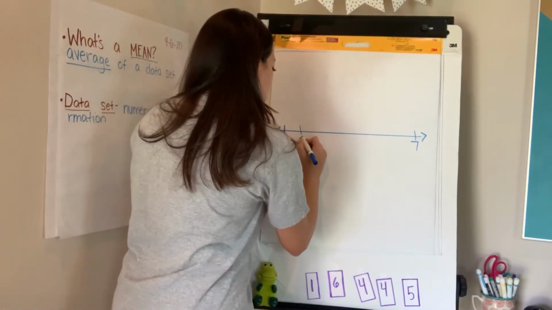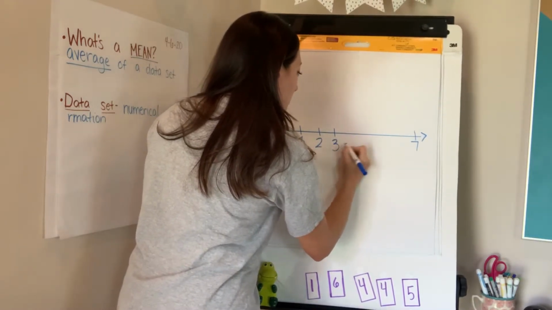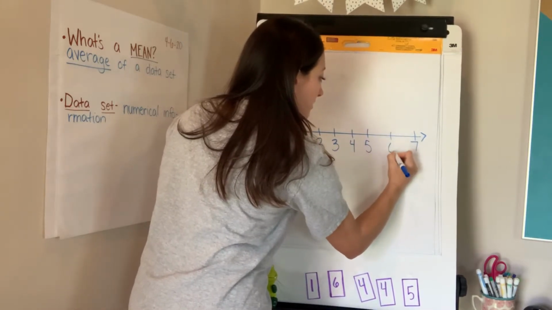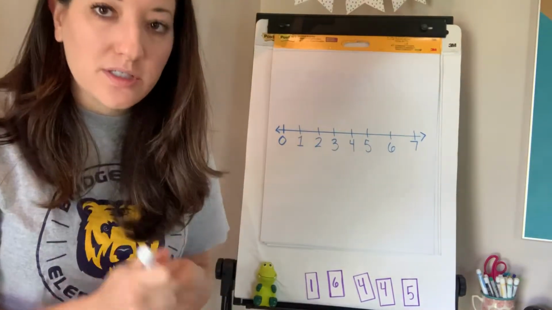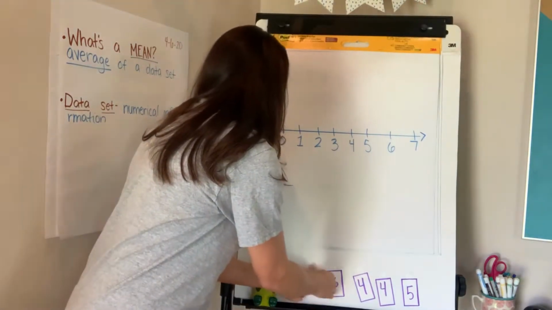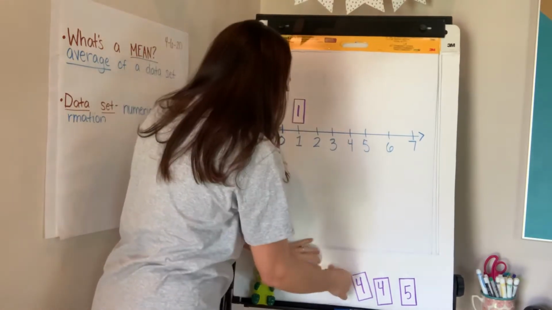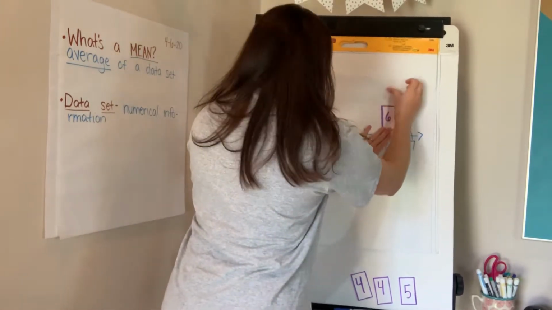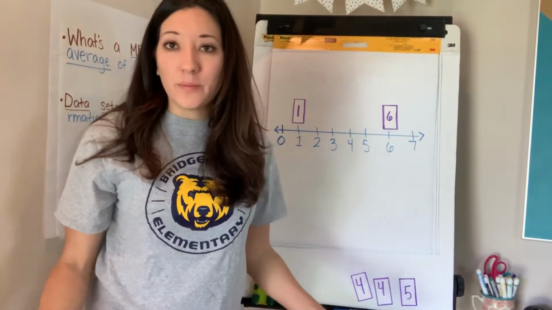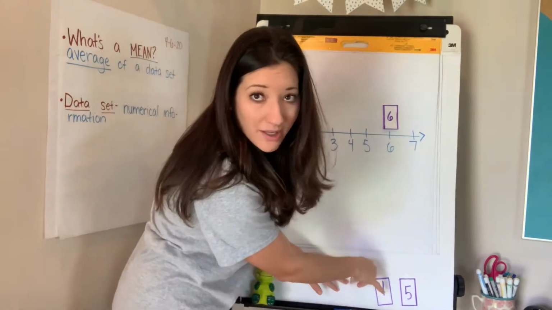So then I've got 1, 2, 3, 4, 5, 6. And if I put all of the numbers in my set, there's my set. I've got 1 here. I've got 6 here. I have two 4s. So I'm just going to put them both on the 4 because 2 days in a row I ate 4 cookies.